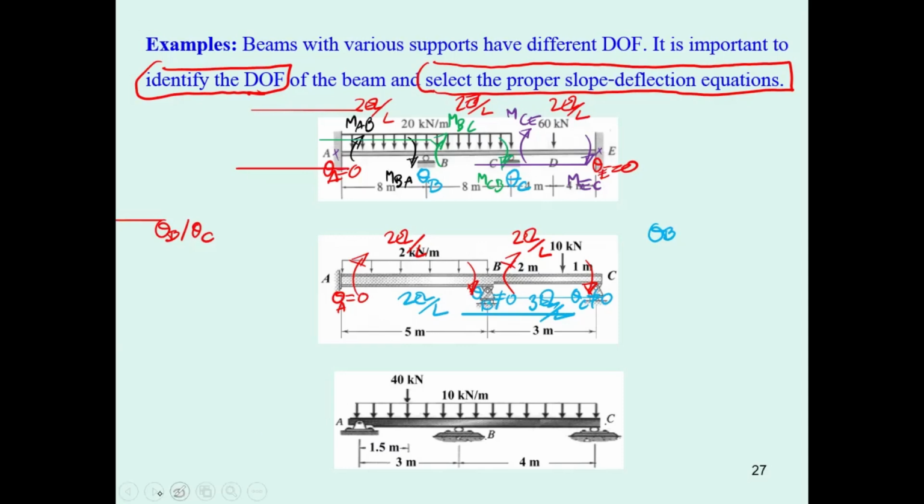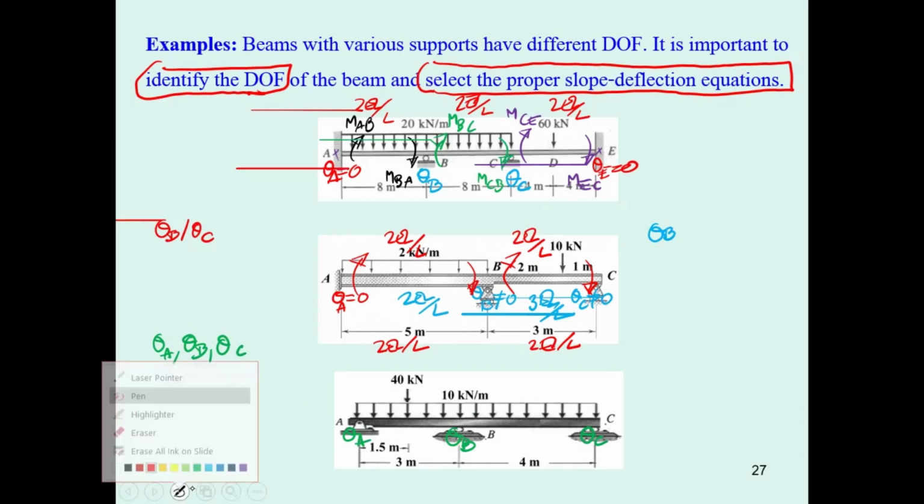Now, coming to the third type, you will have theta sub A, theta sub B, and theta sub C. If Ajahn said he would like you to determine all of them, then it requires you to use 2EI over L and 2EI over L. And on the opposite side, if Ajahn said I only like to have theta sub B, then you will use 3EI over L and 3EI over L.